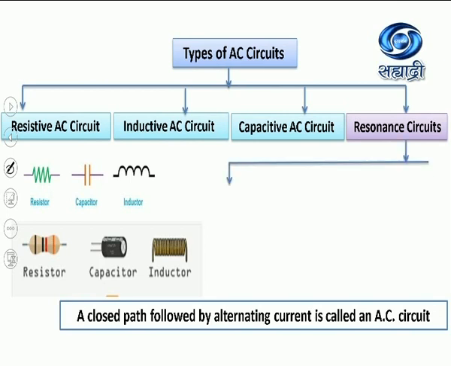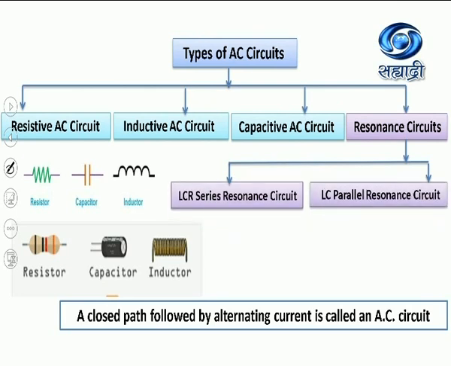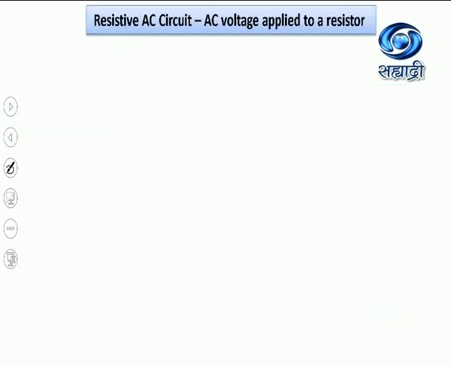In the resonance circuit there are two types: one is the LCR series resonance circuit and the other is the LC parallel resonance circuit. In the resistive AC circuit, there is only a pure resistor. In the inductive AC circuit, there is only a pure inductor. In the capacitive AC circuit, there is only a capacitor. But in the resonance circuit, you have either a series circuit or a parallel circuit. Let us go to the first type, the resistive AC circuit, in which AC voltage is applied to a resistor.